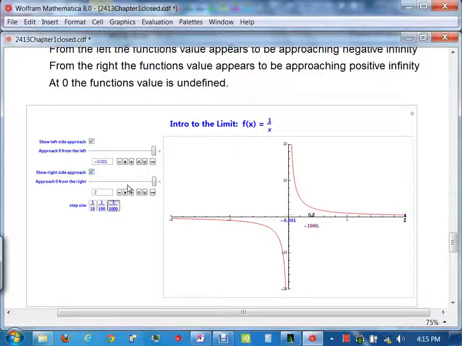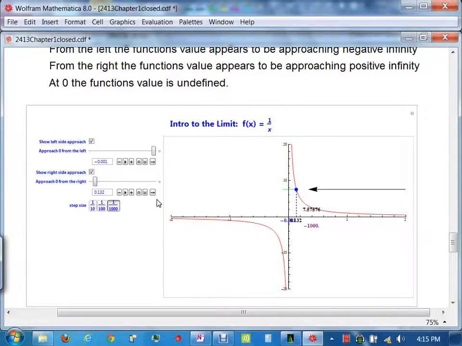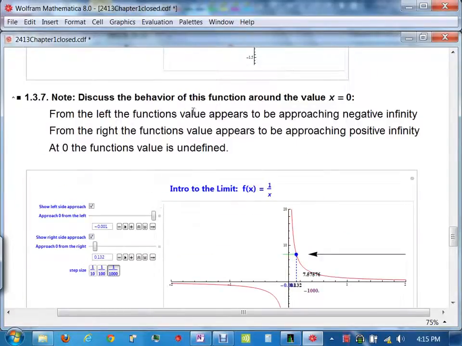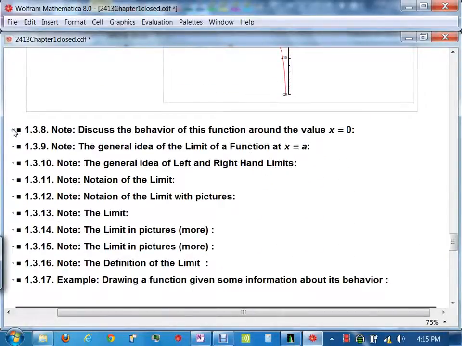What's happening as I come in from the right? It's going to positive infinity. There it goes. When I do that and it turns red, that means my computer is trying to divide by 0, and so it's not happy. So from the left, it appears to be approaching negative infinity. From the right, it appears to be approaching positive infinity. And what's happening at 0? College algebra question: undefined. 1 divided by 0 is undefined.